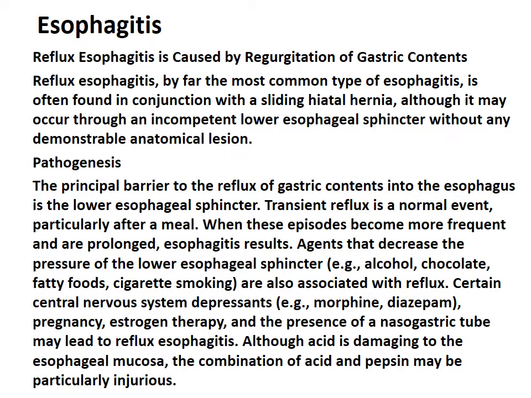Now we come to another condition related to the esophagus, which is inflammation of the esophagus, or what we call esophagitis. This condition is mostly caused by reflux. Reflux means stomach juice passes from the stomach into the esophageal lumen, called reflux esophagitis. It is a common cause of regurgitation of gastric contents, and this is the most common type of esophagitis. Reflux esophagitis is often found in conjunction with sliding hiatal hernia, as we said previously, and may occur with other conditions when the valve or the sphincter of the lower esophageal part is not acting properly.